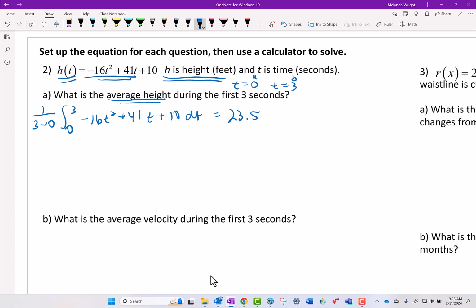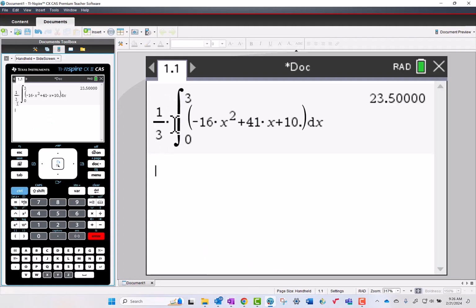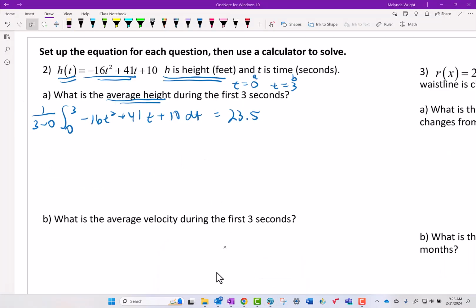And it's average height. And so what would our unit be? Always write your units. Did you already do the 1/3? Yes, I like to, because I forget, I like to put it in the front in my work right here so I don't forget. Okay. So what is our unit here? Feet? Okay, so that's our average height during the first 3 seconds.